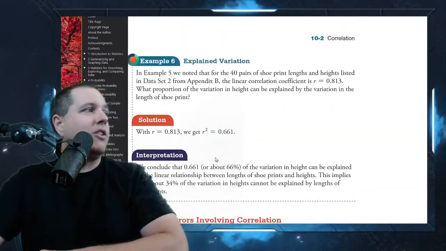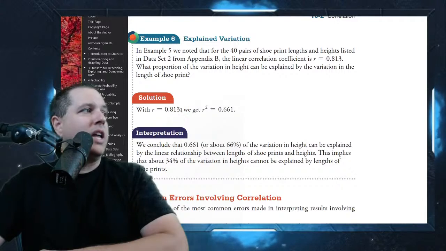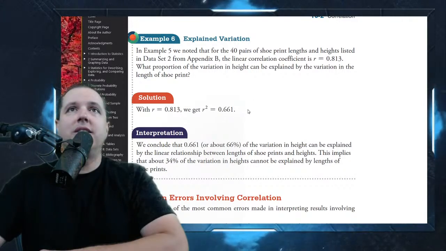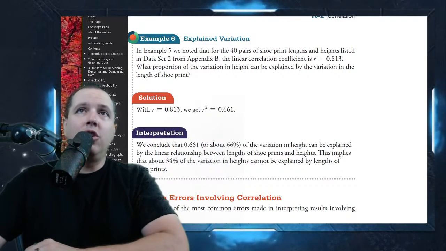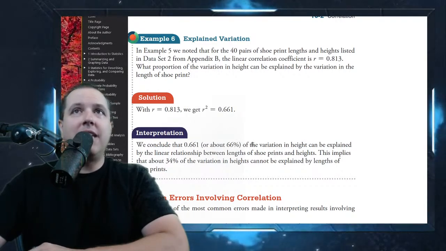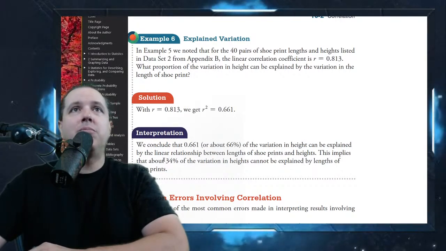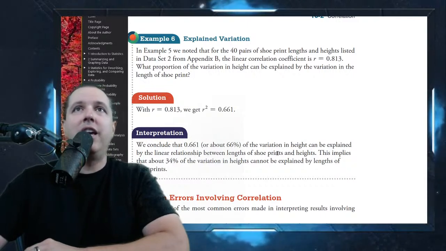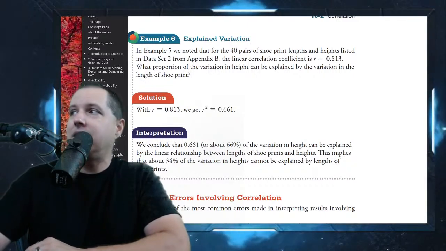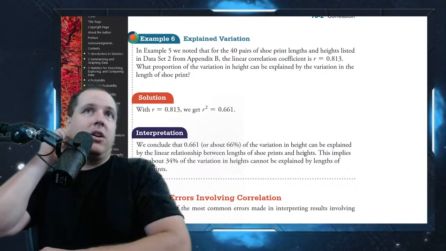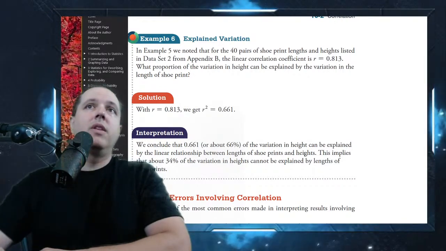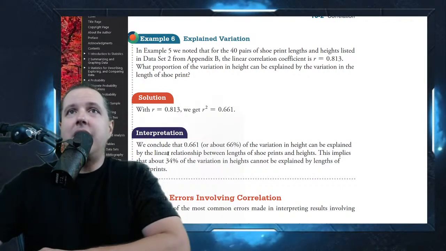Right, so we see that here. Here's a problem, an R value of 0.813 and R squared is 0.661. So they say we can conclude that about 66% of the variation in height can be explained by the linear relationship between length of shoe prints and heights. Right, so that means there's 34% left over.